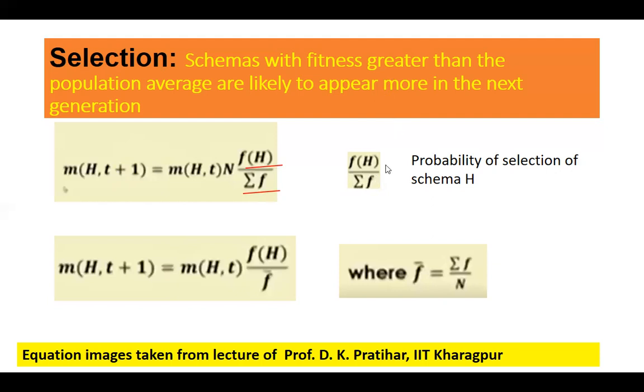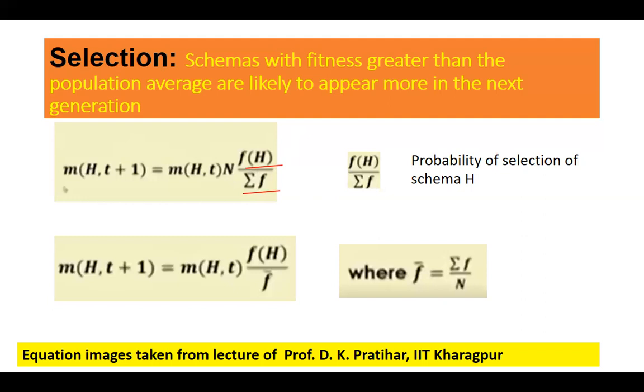This is the possibility of selection. Now, if this is the probability value, then m(H,t+1) is nothing but m(H,t) multiplied by N multiplied by this probability, the probability of selection of schema H. Using this, we can find out what will happen to schema H at the t plus 1 iteration by considering proportionate selection. Now let us see what happens if we use the other parameters.